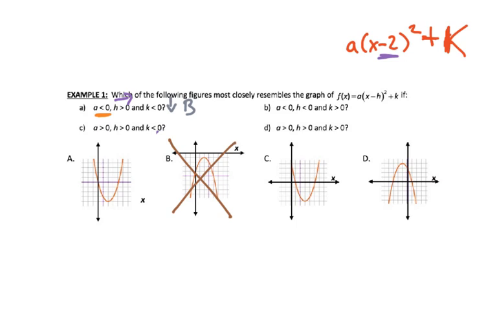Okay, so let's look at example 1B. And in example 1B, it says a is negative. So we can very easily deduce that this has to be the answer because it's the only one that's left that's negative. But let's see why it makes sense. Notice that h here is less than 0, so it's negative. So it'd be the opposite of this one. Whereas in this example it was like x minus 2, and so it would go to the right, in B we're going to go to the left. So that makes sense that it's to the left of the y-axis.